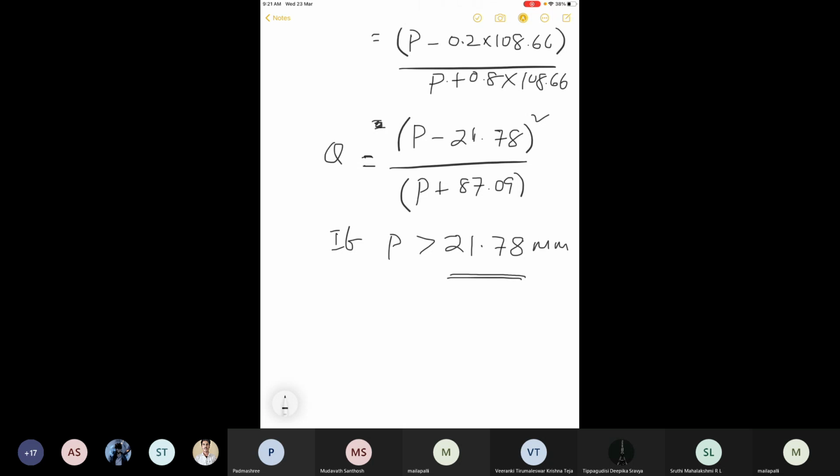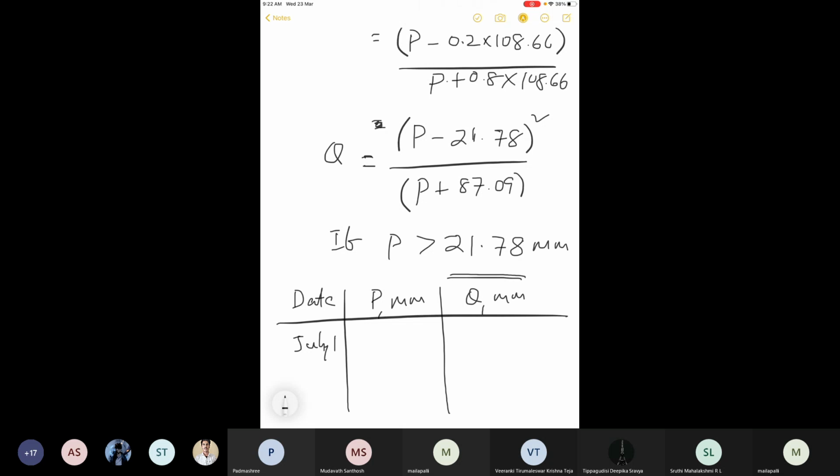Okay. Now we'll bring the table, that is the date we have, and then the P, which we already know, the precipitation on each day, and the Q in mm. So for July 1st, the precipitation is 50. Now we use the equation, substitute the P value 50, and you get 5.81 from this equation.